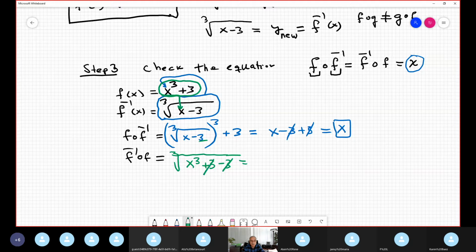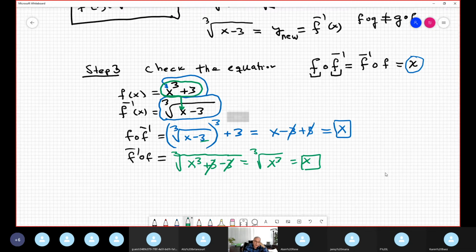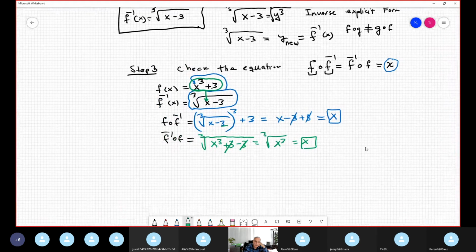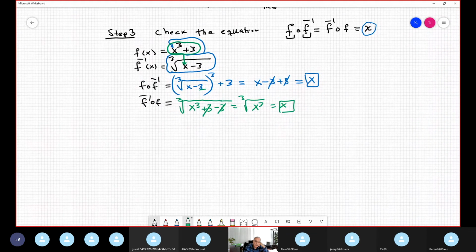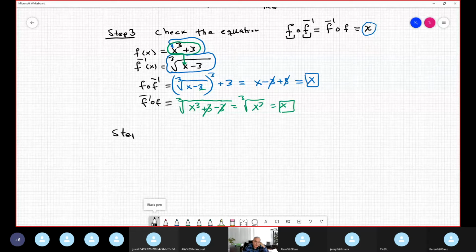Oh, similar. This cancels out. We have x, the cubic root of x cubed is obviously x. This is the checking part of the equation for the inverse. It passes the checking, because when I form the composition of the original and the inverse I found in step 2, they undo each other, exactly as we expect. Okay, now step 4 is domain.